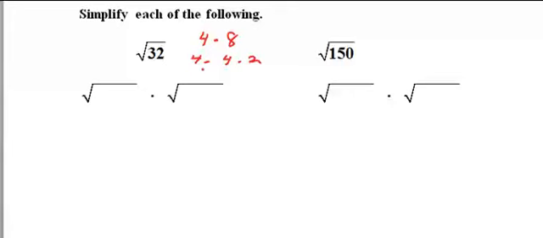If I break it down like this, I can see, well, a perfect square times a perfect square is a perfect square. So 32 is 16 times 2. 16 is the largest. And notice 2 contains no perfect square factors. So 16 and 2. What's the square root of 16? 4.